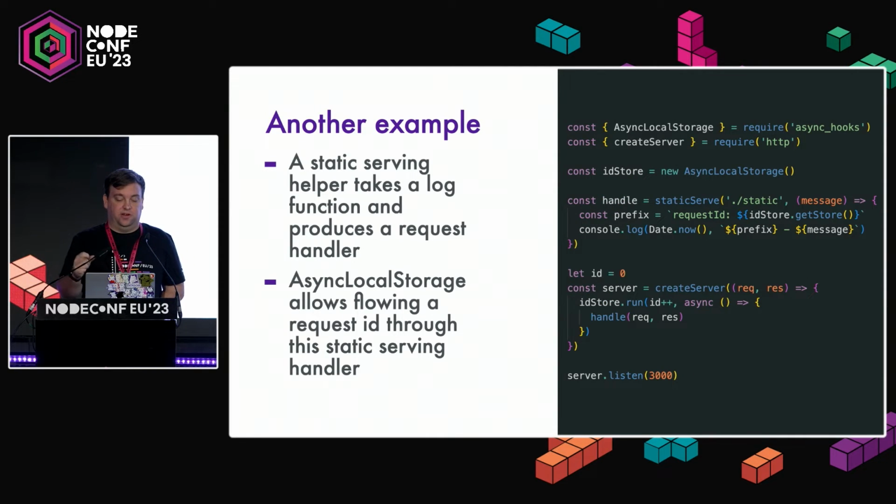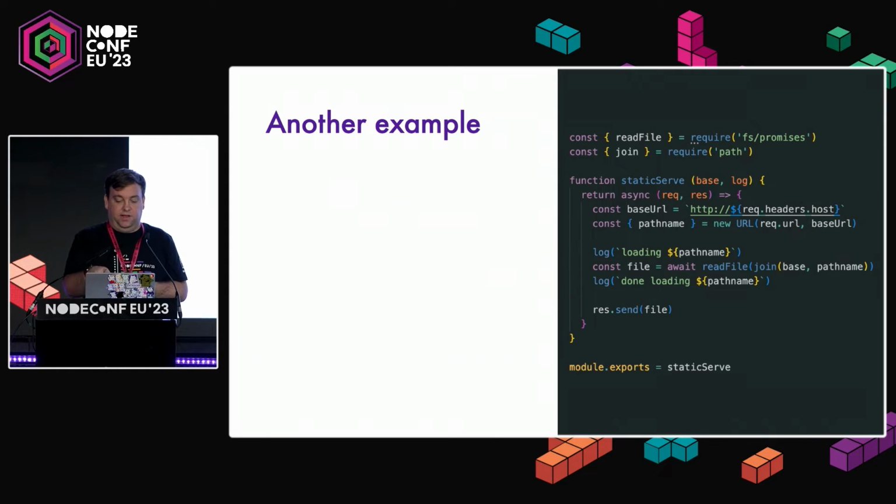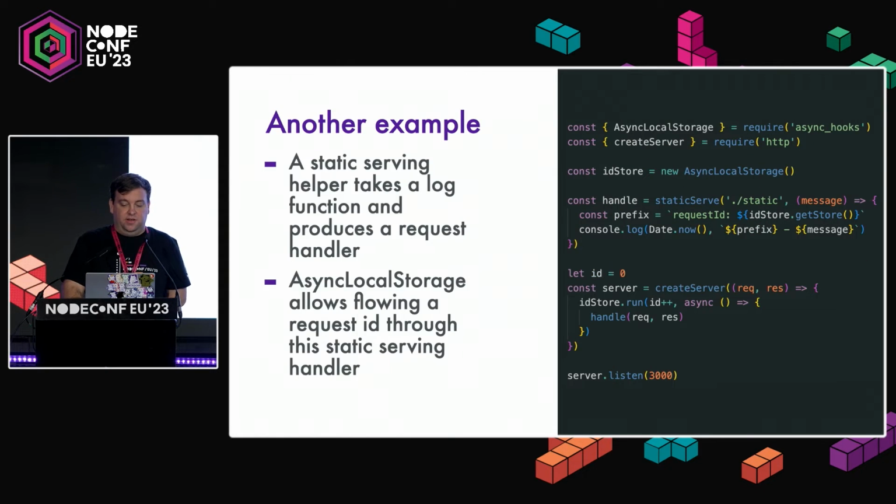With async local storage, this module doesn't actually need to care about that. In here, there's the two loading messages. You might want to correlate these two. It's like loading this path name, done loading this path name. Well, what if you get two concurrent requests? You don't actually know which requests these loading things came from, so you can't actually correlate those messages.